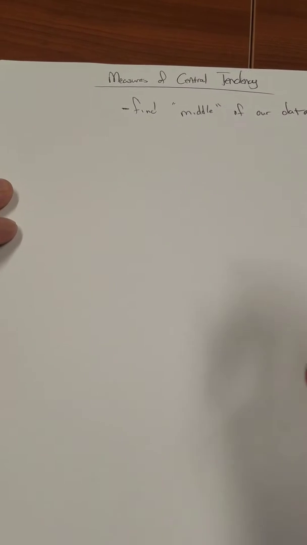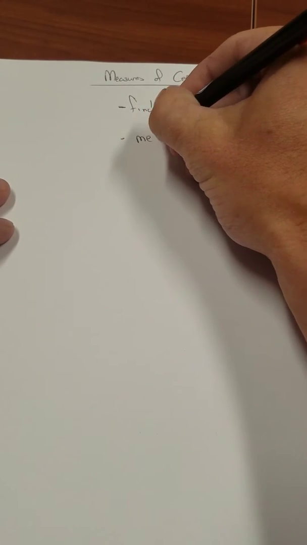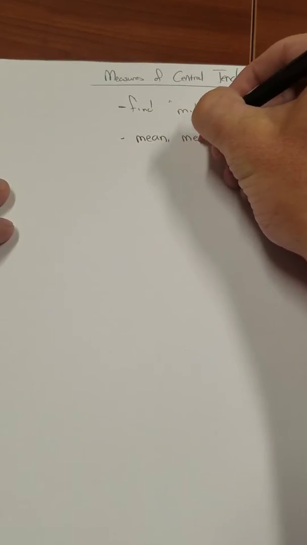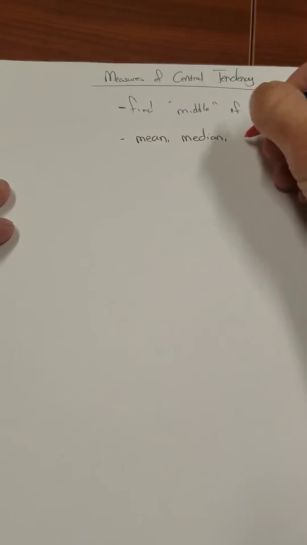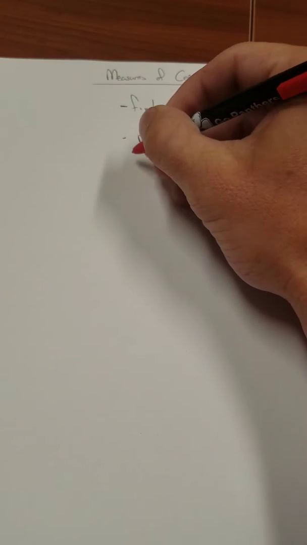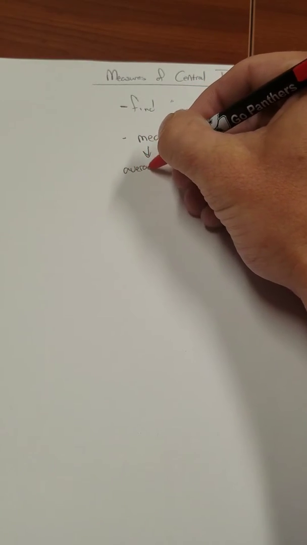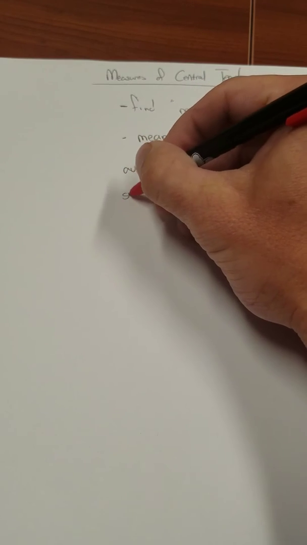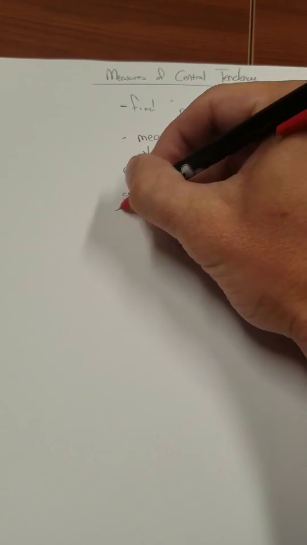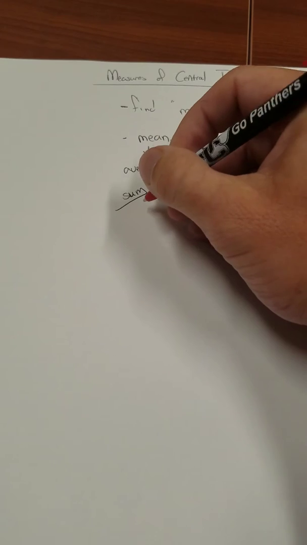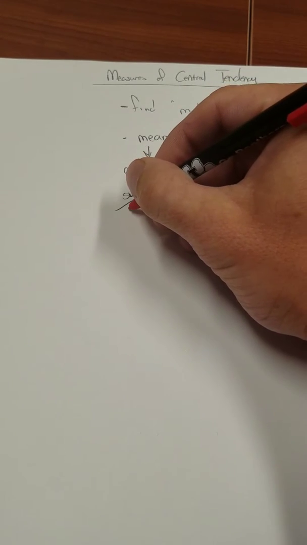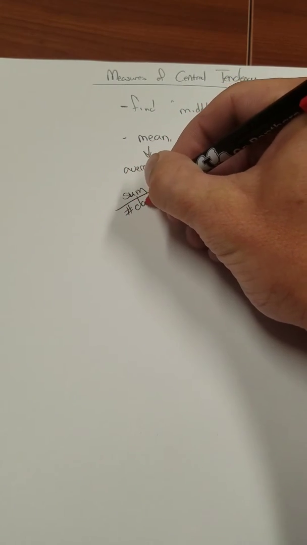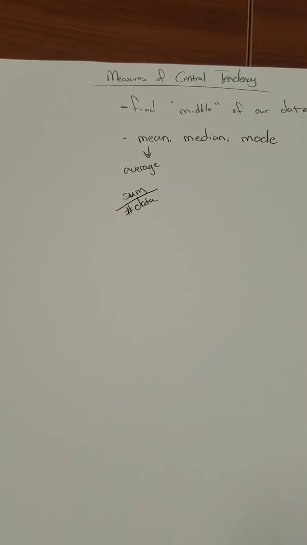So our measures of central tendency, and you've worked with these for years, are mean, median, and mode. Mean is what we refer to as the average. Okay, you take the sum of the numbers and you divide it by the number of data points that are there. So number of data. Right, so that's how we find mean.